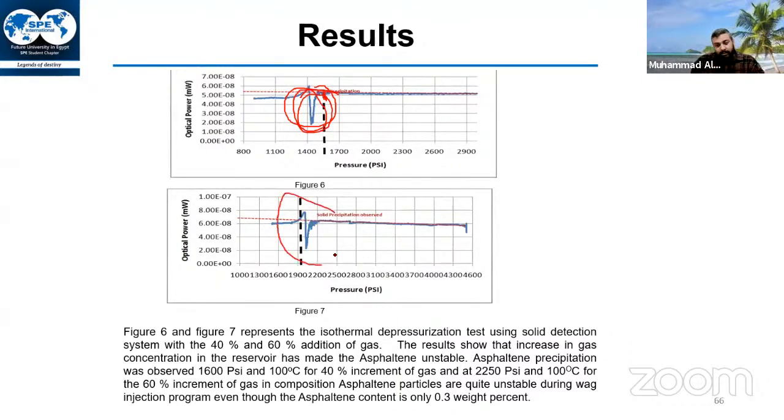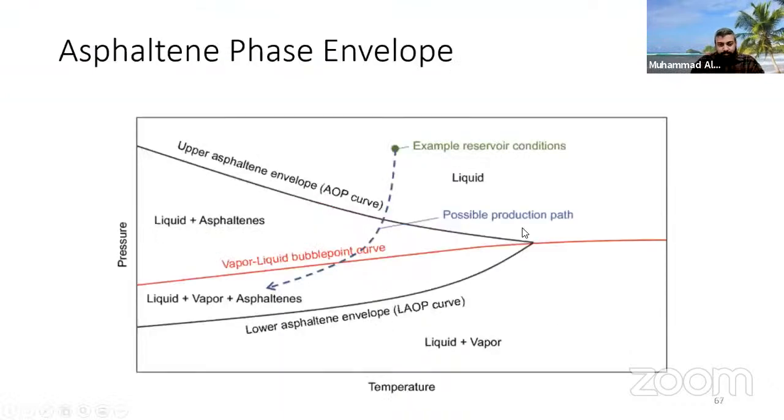We find out we have a problem of asphaltene precipitation at this one. Once we have those tests, we develop this kind of envelope. Now let's look at the envelope, what it has. This is a typical reservoir engineering phase behavior diagram. We have pressure here and temperature here.